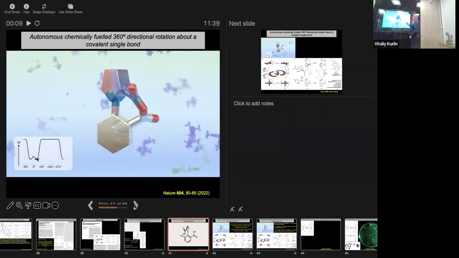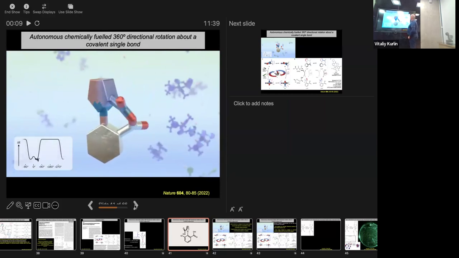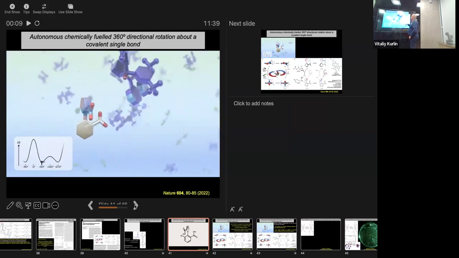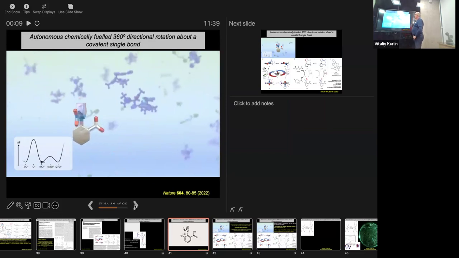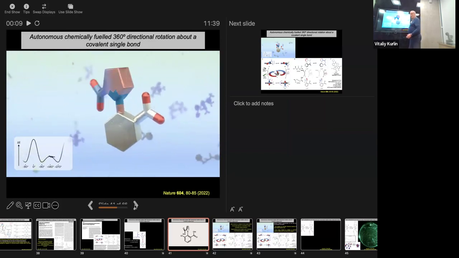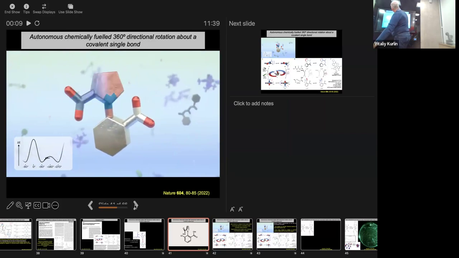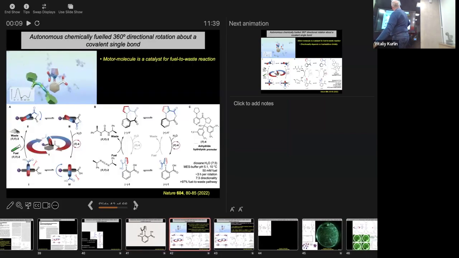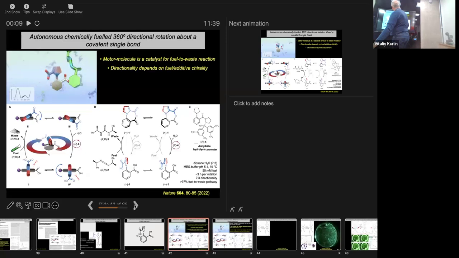It'll just ring flip back and forth, but we have this chiral DMAP group which will attack preferentially from the back to complete the directional rotation. So as long as you keep adding the carbodiimide fuel, you get directional rotation. So the motor is a catalyst in a fuel to waste reaction.